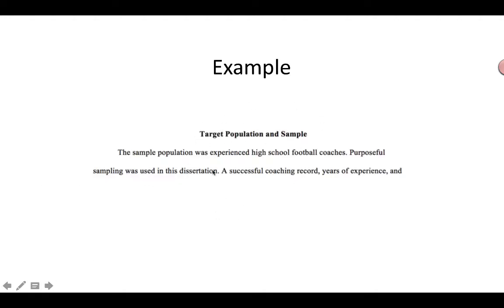Here's the example of how it should look. Centered, bold, upper and lower case, indentation. The sample population was what?